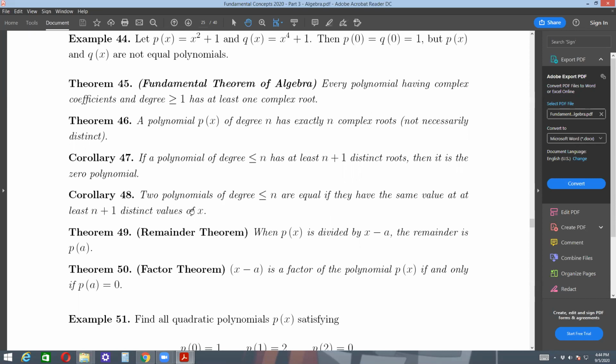Because how you would show that is you would define a third polynomial to be the difference of these two. Then that third polynomial's degree would be less than or equal to n. And it would have n plus 1 distinct roots, because if they have the same value, then the difference would be 0. So those values of x would be roots of the third polynomial. And then you just use this one, and it gives you that it must be the zero polynomial. So if the difference is the zero polynomial, it means that they're identical.